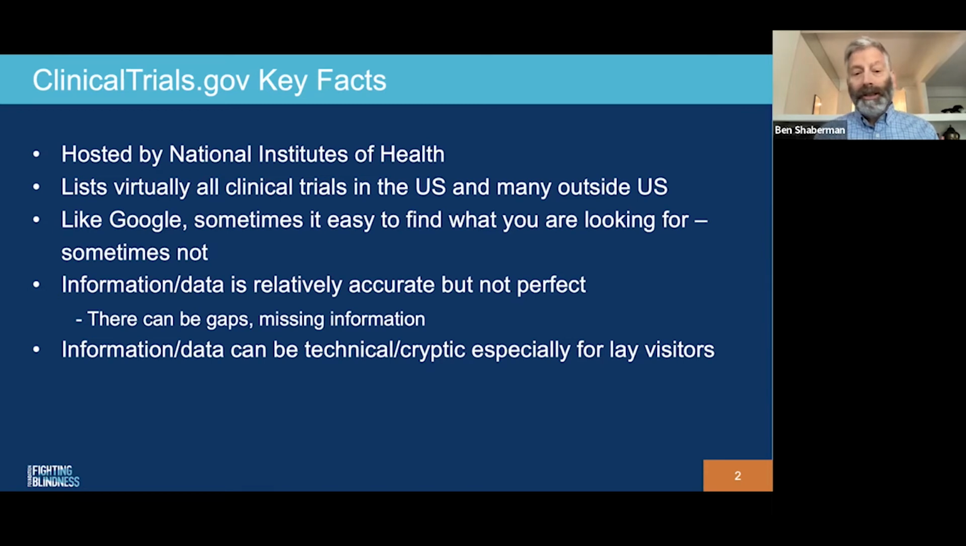Now, the information that's provided on clinicaltrials.gov is provided by the clinical trial sponsors. And usually the information is relatively accurate, but it may not be perfect. It's up to the sponsor to ensure accuracy, and frankly, they don't always do that. And there can be some gaps and missing information. But the good news is, for most trials, there's contact information so you can reach out to the sponsor if you have questions or you're interested in potentially participating in the trial.